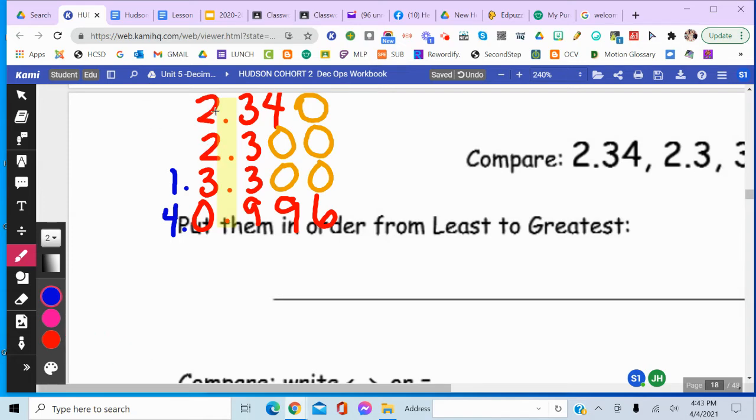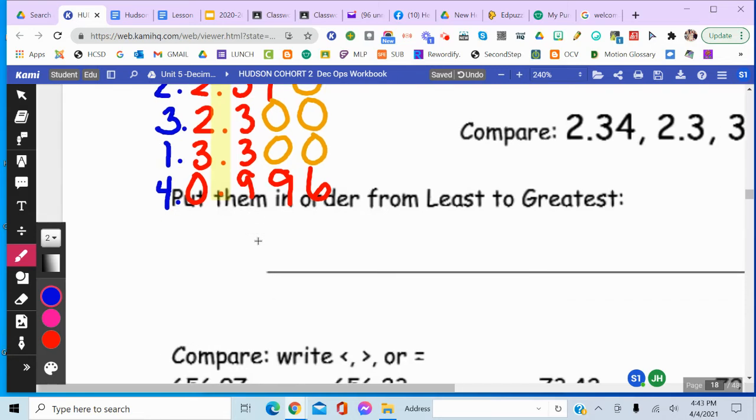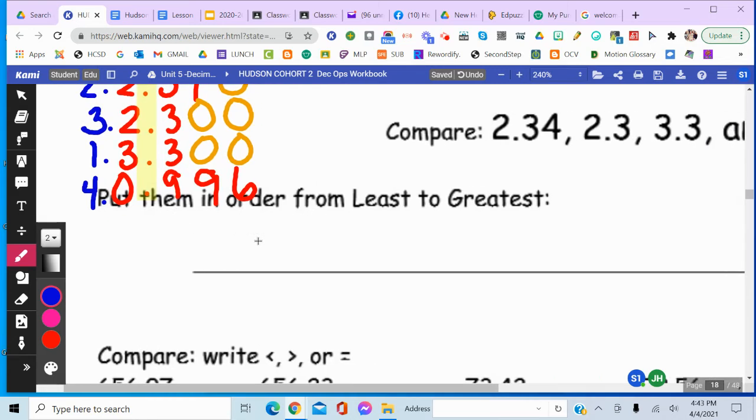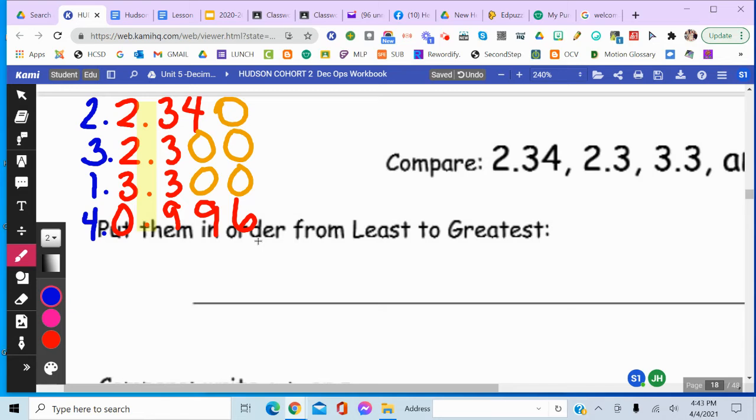So I have 2s here. I'm going to move to the next place value. I've got 3s here. Doesn't really help me. Moving to the next place value. Now I have a 4 and a 0. Well, we know 4 is bigger than 0, so that means that this is going to be the second biggest. This would be the third biggest, and then we already know 4th. So when I order them from least to greatest, smallest to biggest, I'm going to go 4, 3, 2, 1.